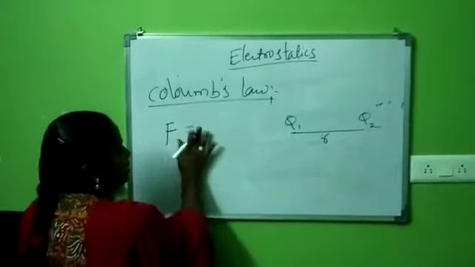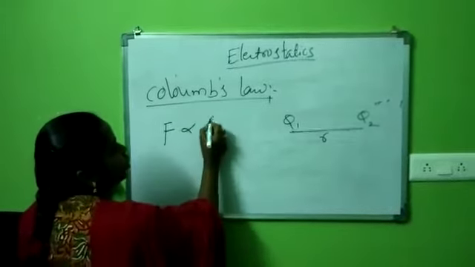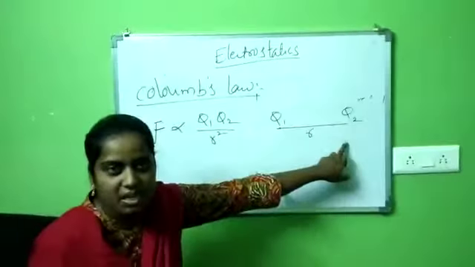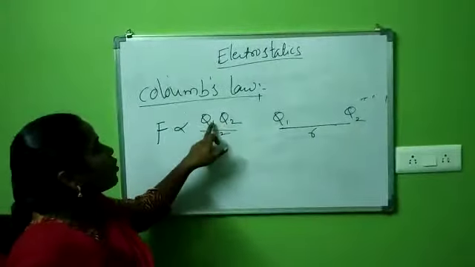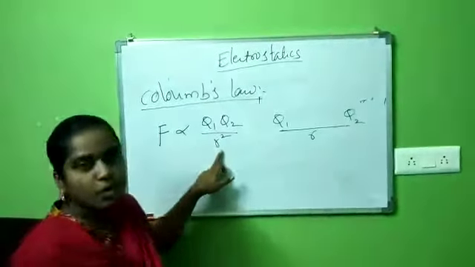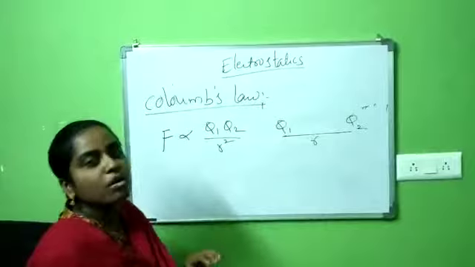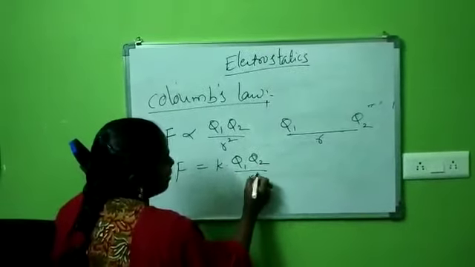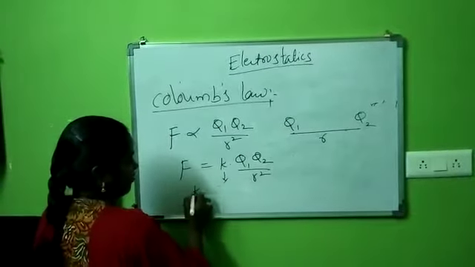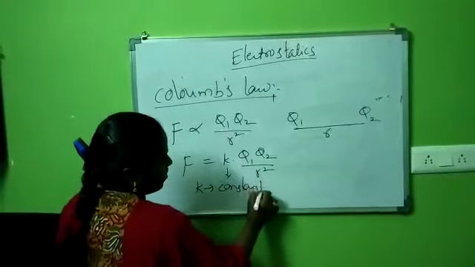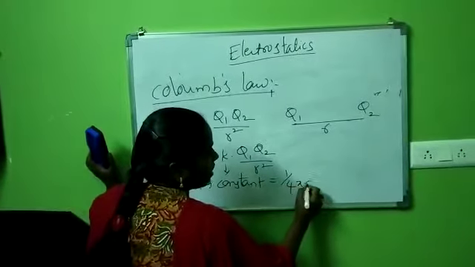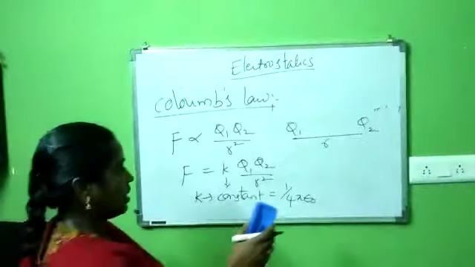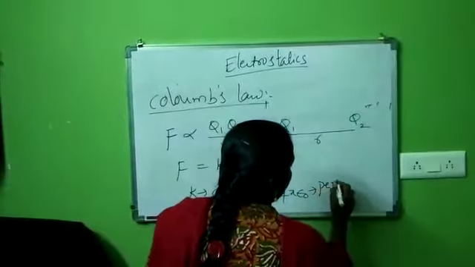The basic fundamental statement is F is proportional to Q1 Q2 by r square. That is, the force acting between these two charged particles is proportional to the product Q1 Q2 and inversely proportional to the square of the distance separating them. Or you can write F equal to K into Q1 Q2 by r square, where K is a constant. You can consider the value of the constant as 1 by 4 pi epsilon naught, where epsilon naught represents the permittivity.